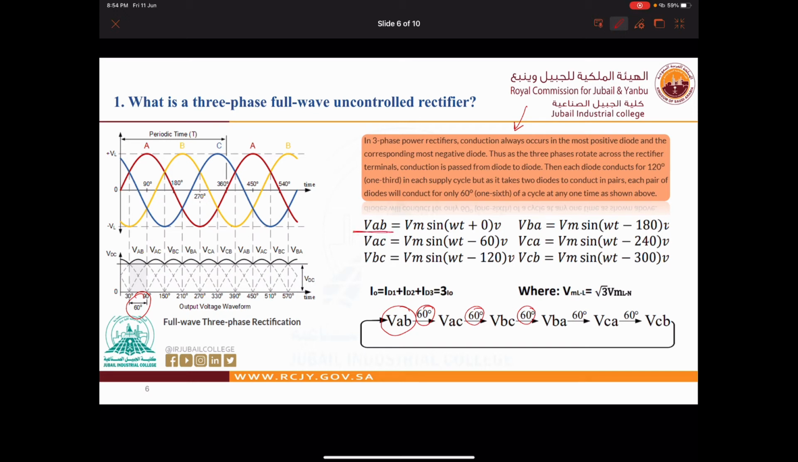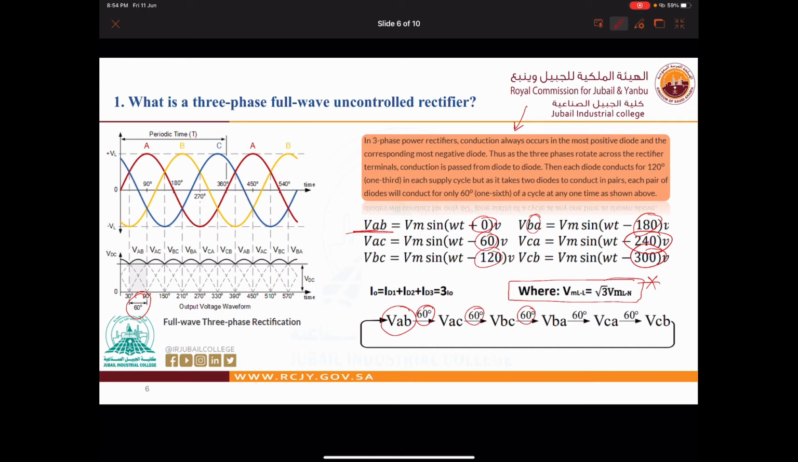Okay, now for the VAB line voltage, it should start at 0, and then 60 degrees, then 120, because we are adding 60. VBA should start at 180. VCA should start at 240. While VCB should start at 300. Okay, so this is the sequence. Make sure you understand, shabab. This is very important again, and in the examples you'll see it, inshallah. Now the V maximum line to line should equal √3 times V maximum line to neutral.